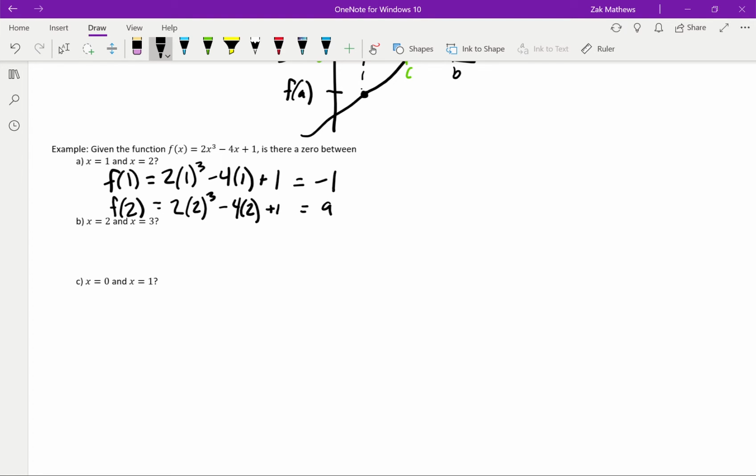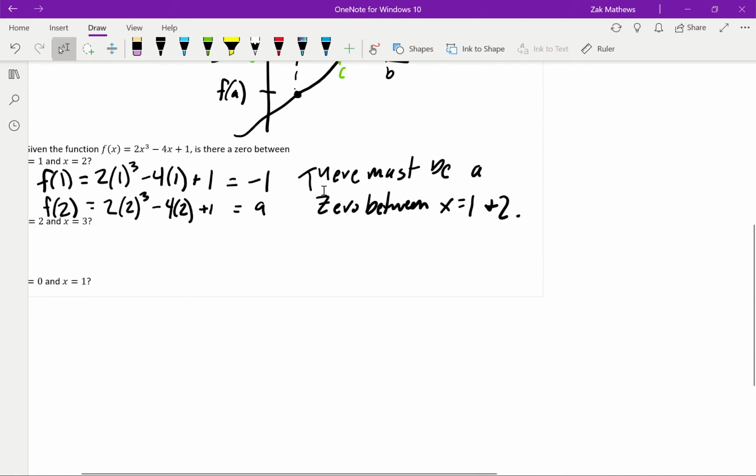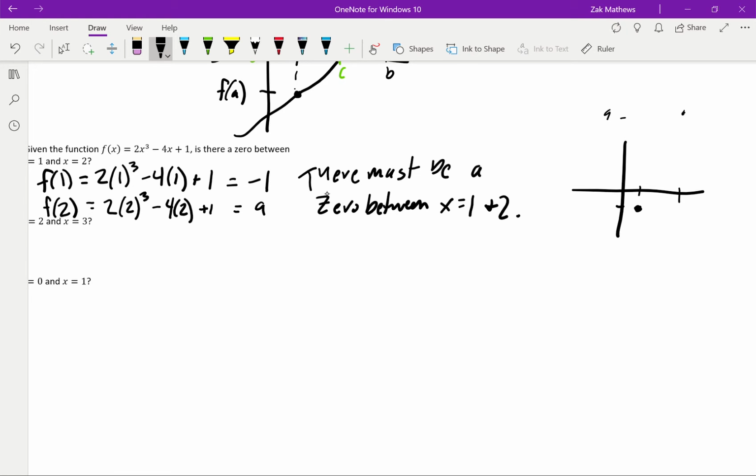So what that tells me is there must be a 0 between x is equal to 1 and 2. The intermediate value theorem tells me that. Now, let's draw this out just to think about what we've said. f of 1, f of 2. I don't know exactly what the function around them looks like, but I know here at 1 we have negative 1, and at 2 we'd have a value way up here at 9, right?